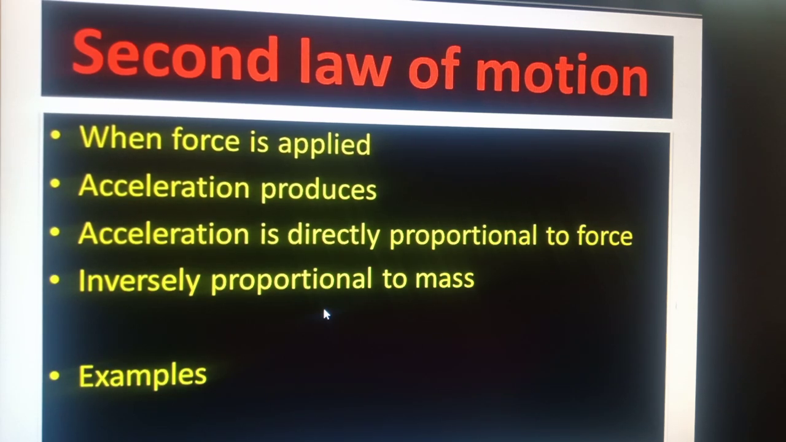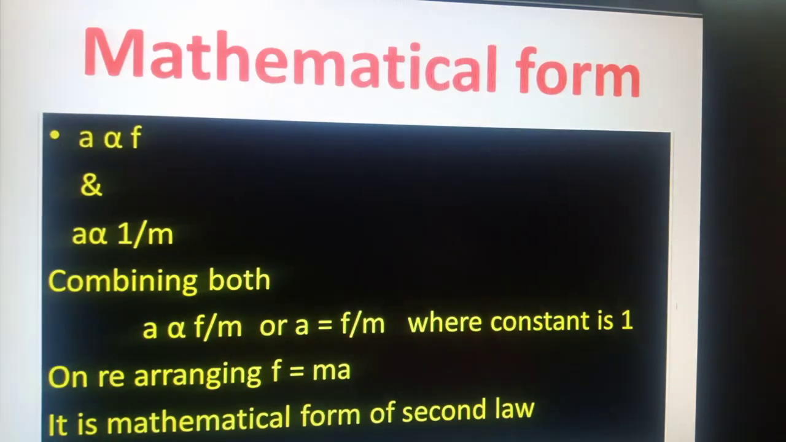For example, if we apply some force on a small car, it will produce acceleration in the car. But if the same force is applied on a truck, a heavy vehicle, then the force will produce less acceleration because the mass of the truck is more. The more the mass, the less will be the acceleration. The less the mass, the more will be the acceleration for the same amount of force. This is the second condition, or second reality, explained in the second law of motion.